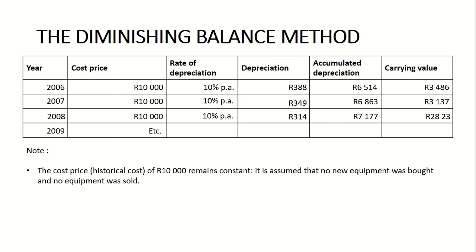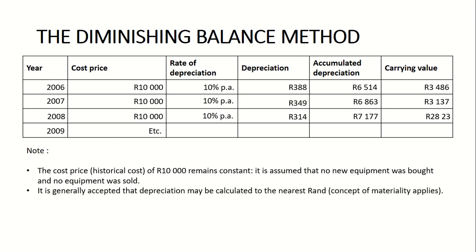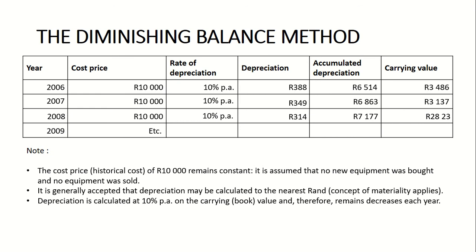Now, cost price, which is 10,000, remains the same. It is assumed that no new equipment was bought and no equipment was sold. It is generally accepted that depreciation may be calculated to the nearest rand. The concept of materiality applies. Depreciation is 10% per annum on carrying value or book value, and therefore decreases each year. It means that it will decrease each year.